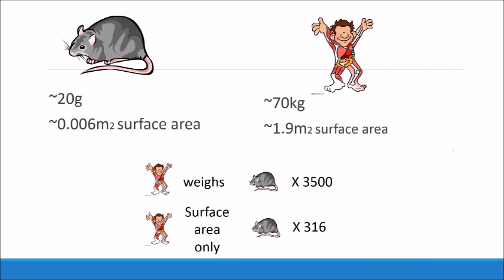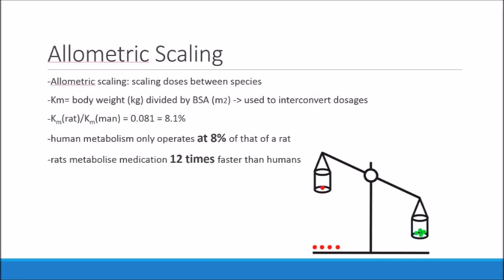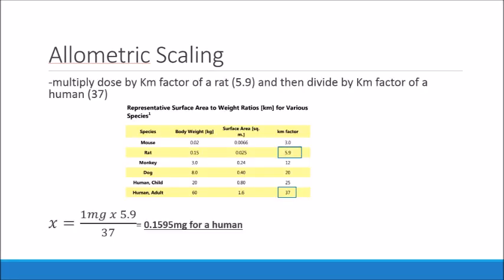So as we can see here, while we weigh a lot more than a rat, we don't necessarily have that much surface area compared to a rat based on their size. So what we use is allometric scaling, which is scaling doses between species, and we use a KM factor, which is based on their body weight divided by their surface area. So if we divide the KM factors of a rat and a human, we get 8.1%, which means humans' metabolism only operates at 8% of a rat, and rats metabolize medication 12 times faster than a human.